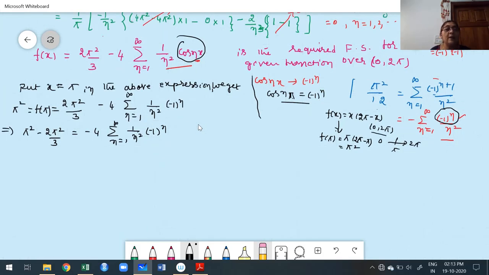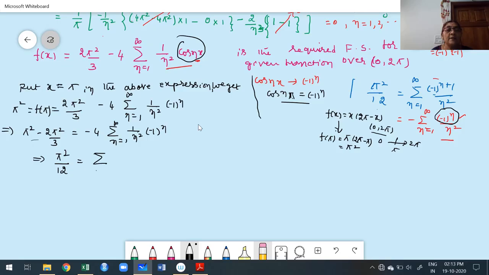Take the LCM on the left hand side: pi square minus 2 pi square by 3. Take the LCM and simplify. What we get actually is pi square by 3. Once we get pi square by 3, you take 4 as a cross multiplication. What do we get? 3 into 4 is 12. Pi square by 12.